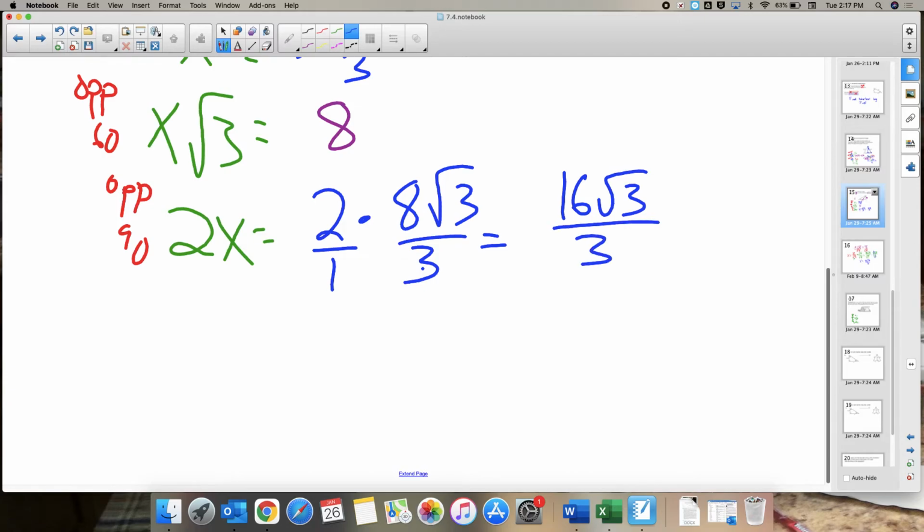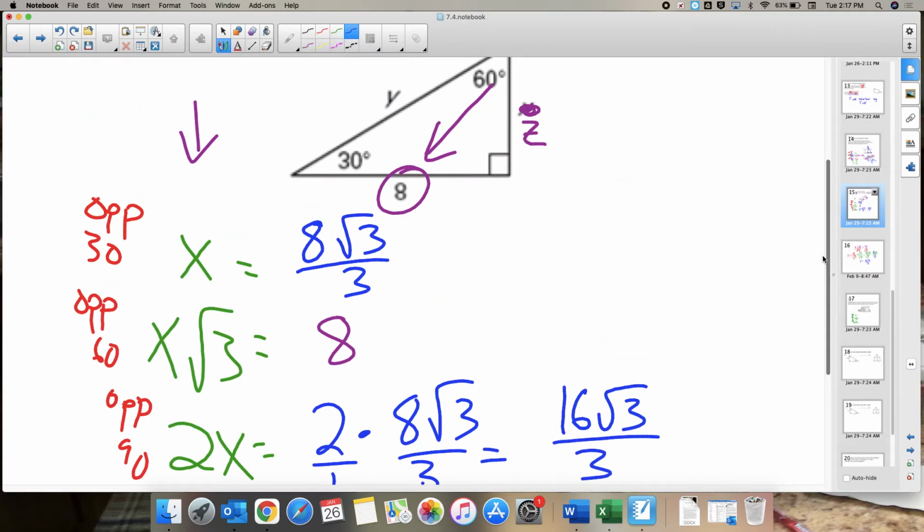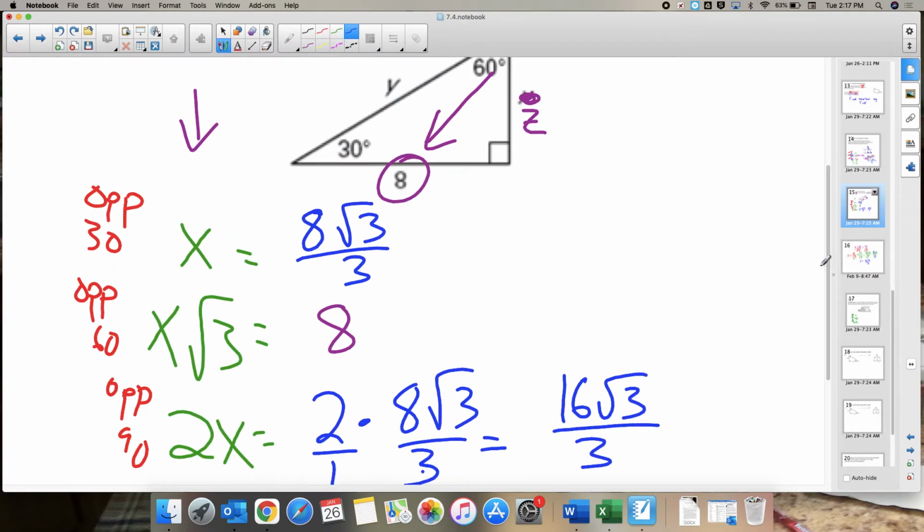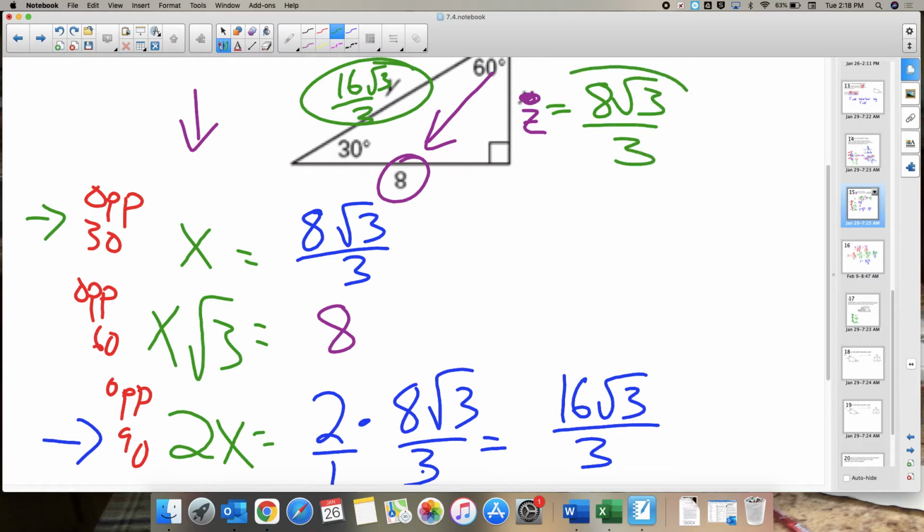So we have made this little chart. That is my advice to you every time. Make yourself the little chart so you know what pieces you have. So opposite of 90 goes our 2x. Well, that's where our y was. So this is 16 square roots of 3 over 3 is y. Opposite of 30 is my x value. So z is going to be 8 square roots of 3 over 3. This is as hard of a 30, 60, 90 problem as I can possibly give you.